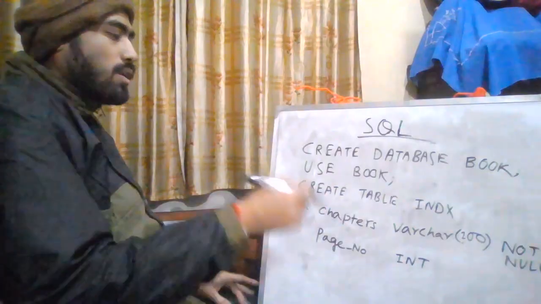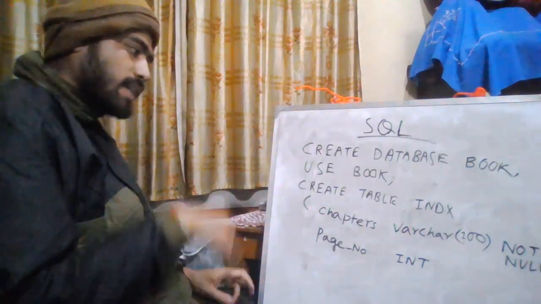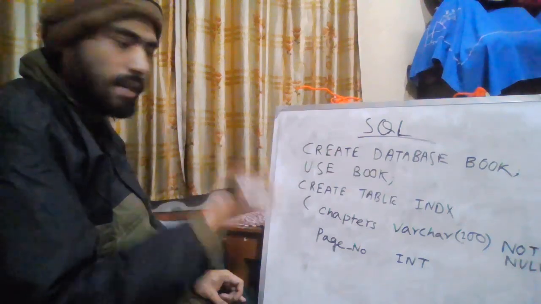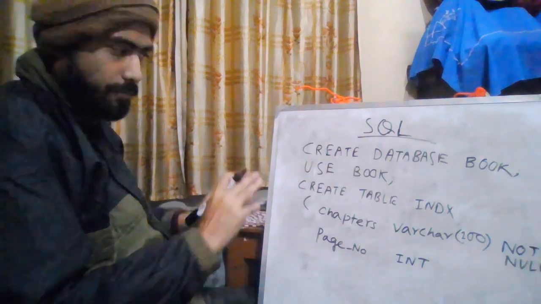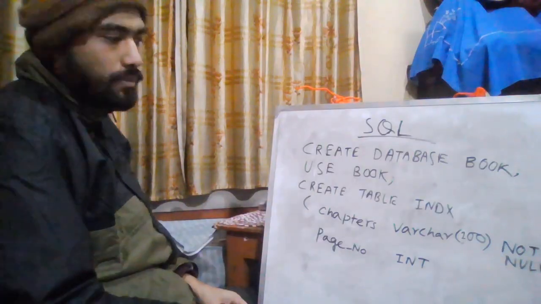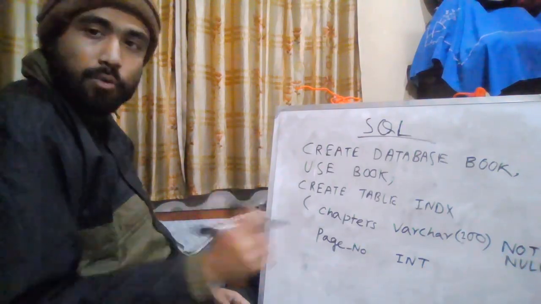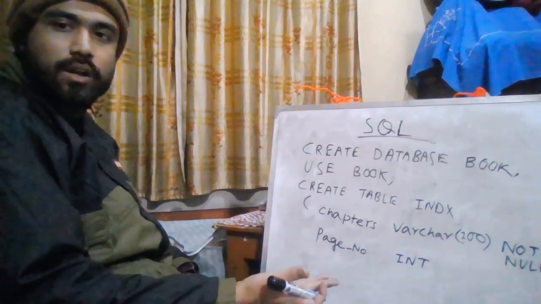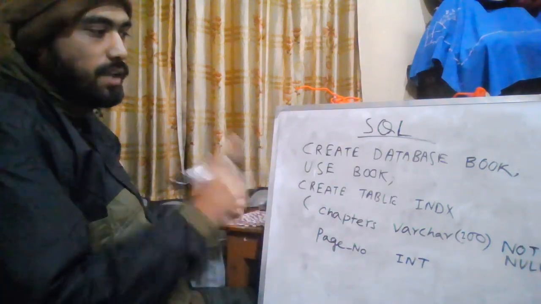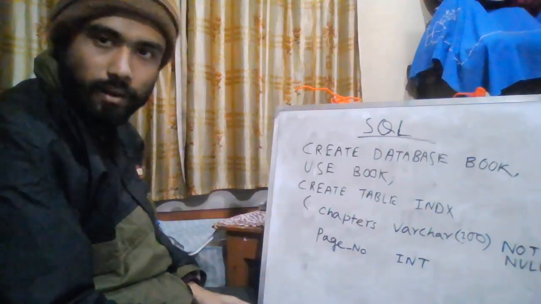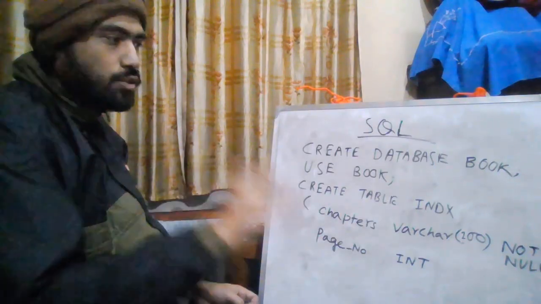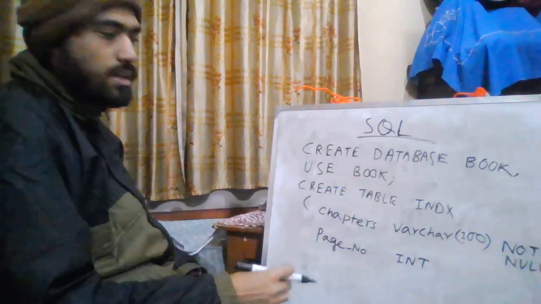So under this chapter column, all the rows should have value. Inside index, all the columns should have values, isn't it? So it is not null. If we want it to be null by default, then we'll write null. But right now we don't want it to be null. So we have written the constraint not null.